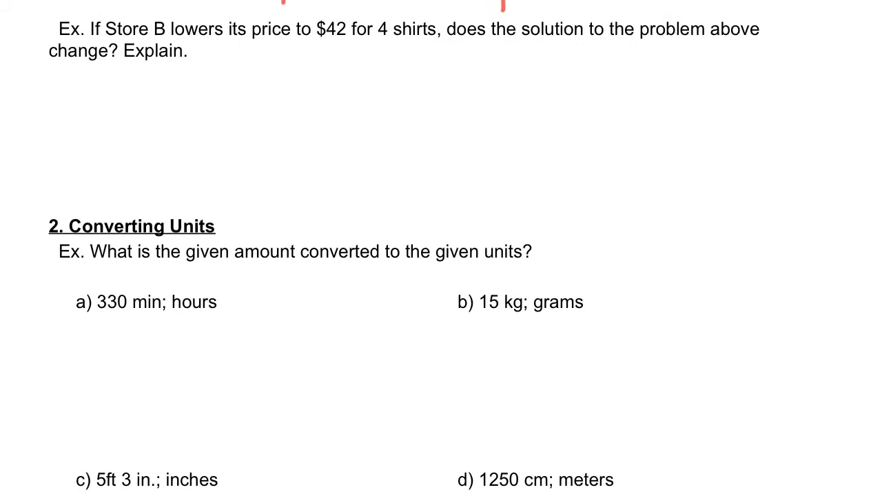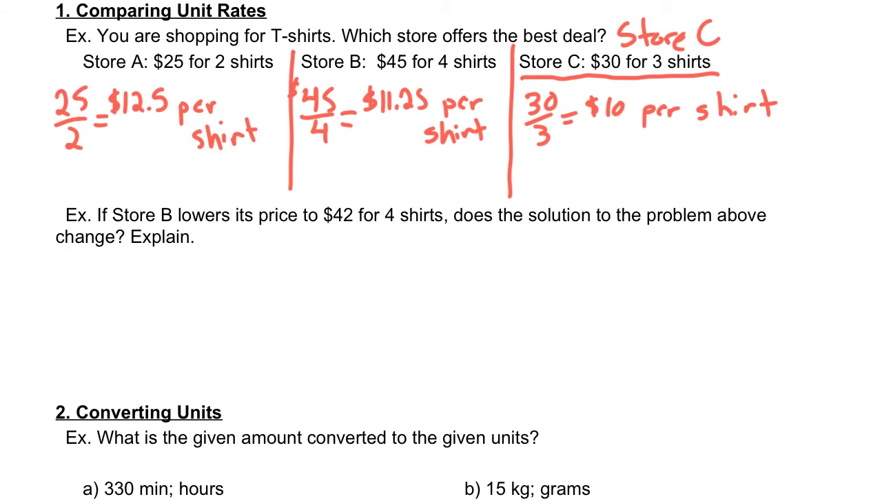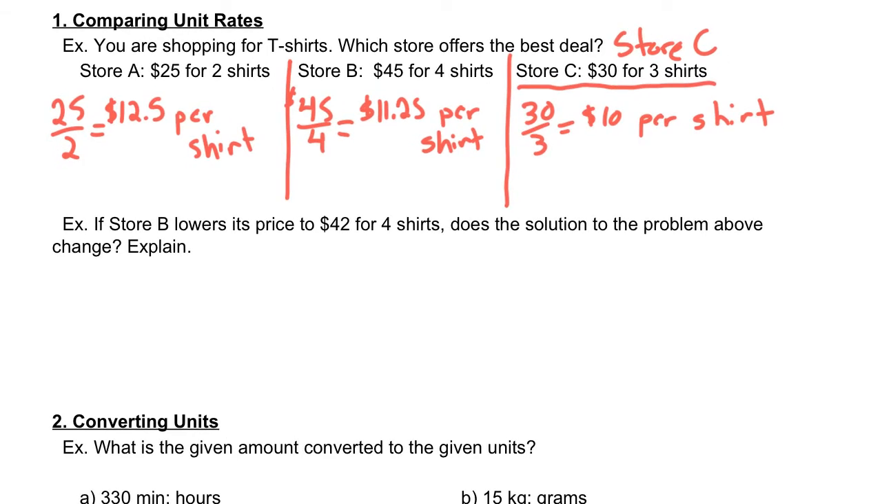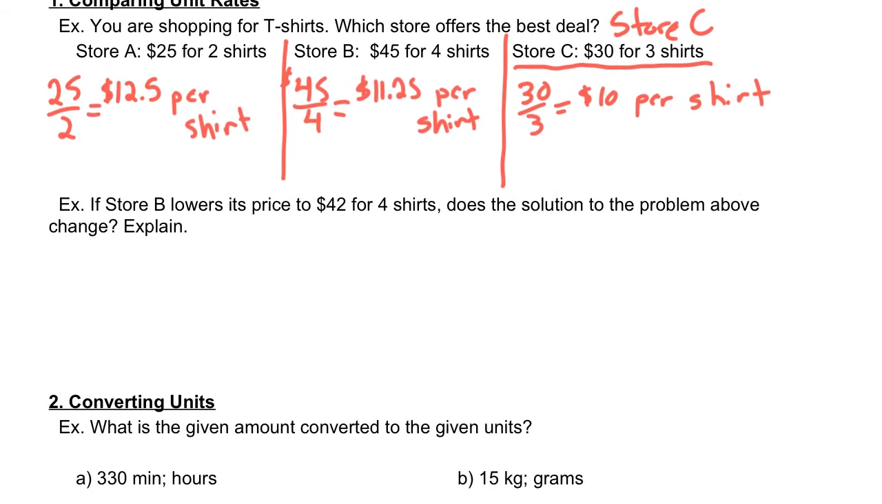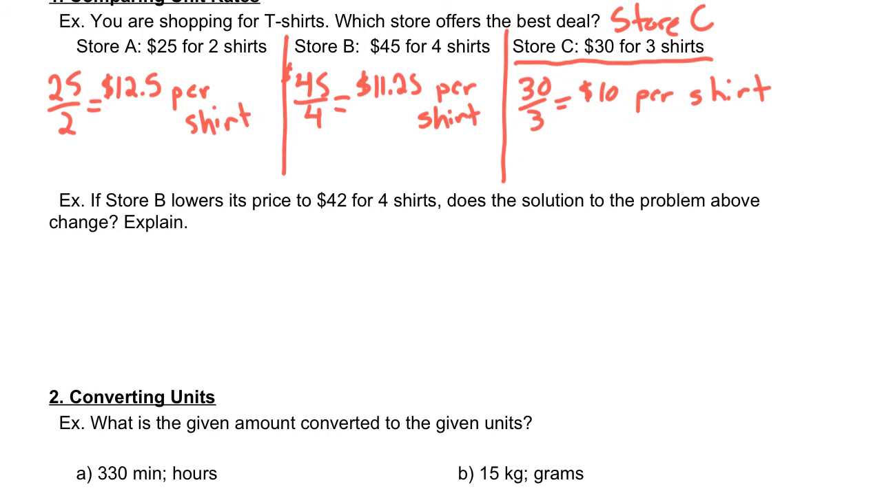In this next example, maybe pause the video and try this one, and then I'll explain. It says if store B lowers its price to $42 for 4 shirts, does the solution change? So we're keeping store A and store C. They're keeping their prices the same. Store B maybe has some sort of sale where they say $42 for 4 shirts. 42 divided by 4 is $10.50 per shirt.